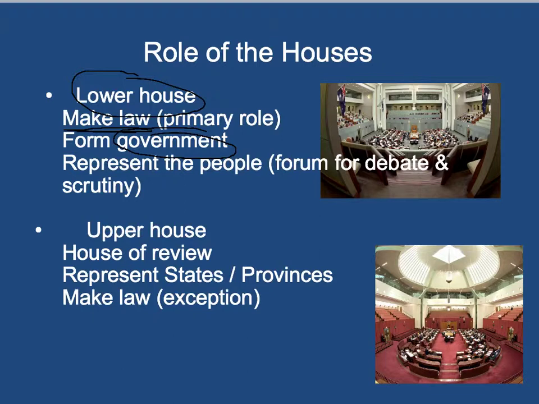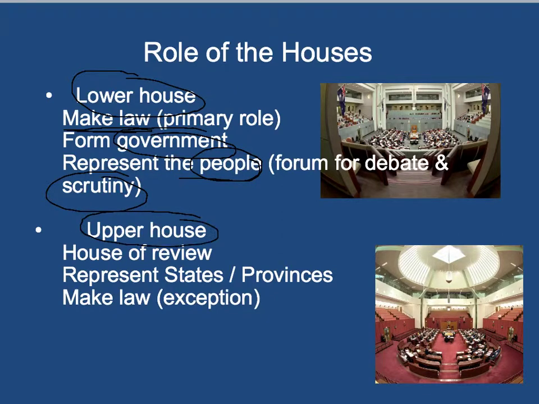Its third role is to represent the people. Hence, this house is sometimes referred to as the People's House. It acts as a forum for debate, where it can balance the views of the majority against the views of the minority, and debate matters of national interest if it's in the Commonwealth Parliament. It also acts to scrutinise the actions of government through question time, ensuring that the work it's doing is in fact reflecting the electorate, and that it is in fact responsible in its actions.